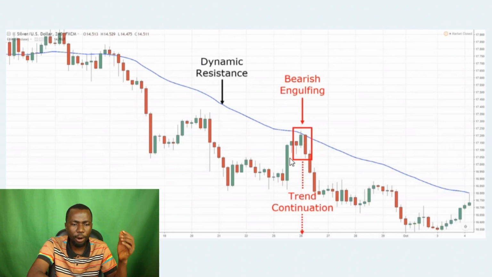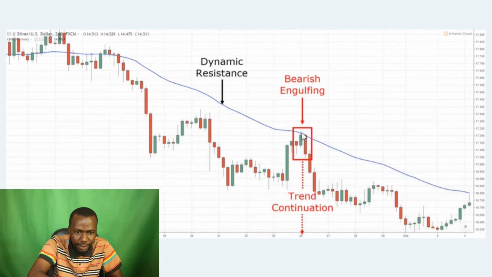So you can clearly see that the price now went up to the moving average. What happened? We got this huge red candlestick. So this acts as a bearish engulfing pattern, right? You can see the price was moving up, got to this moving average line, and what happened? We saw this large red candlestick. So once you identify this red candlestick, you can clearly see that this is a bearish engulfing pattern.